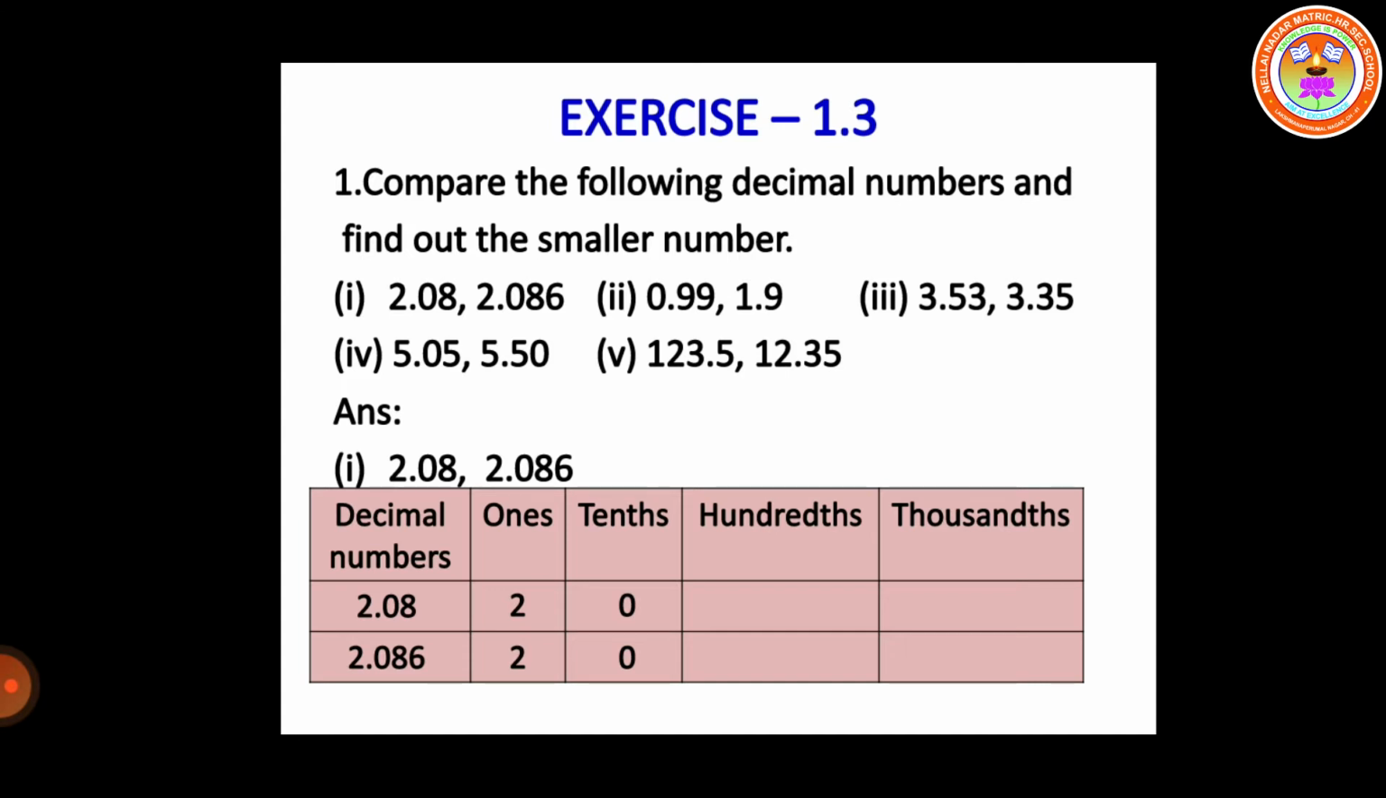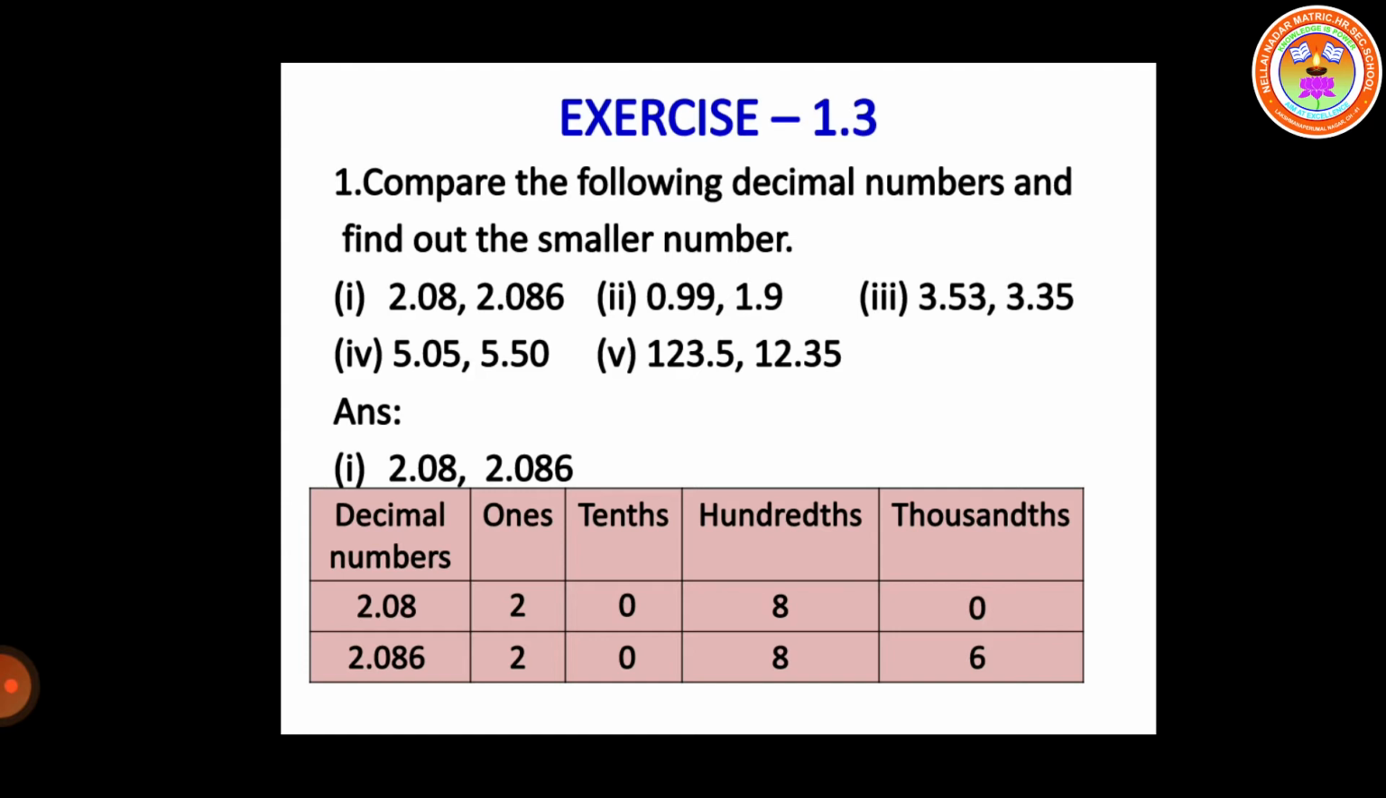In the first number the hundredths place value is 8, and in the second one also 8. Now in the first number they didn't give the thousandths place value, so we can put 0. Then in the second number the thousandths place value they gave us is 6.